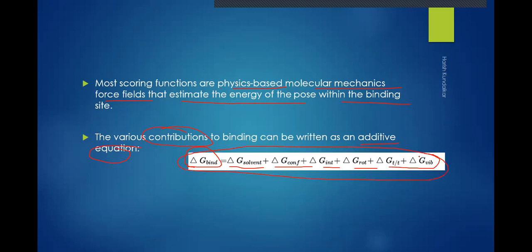So all of them combined will give us a particular value, delta G bind, which is nothing but the binding affinity, right? So this is an additive equation. All of these are combining together to give us the value of the binding affinity.